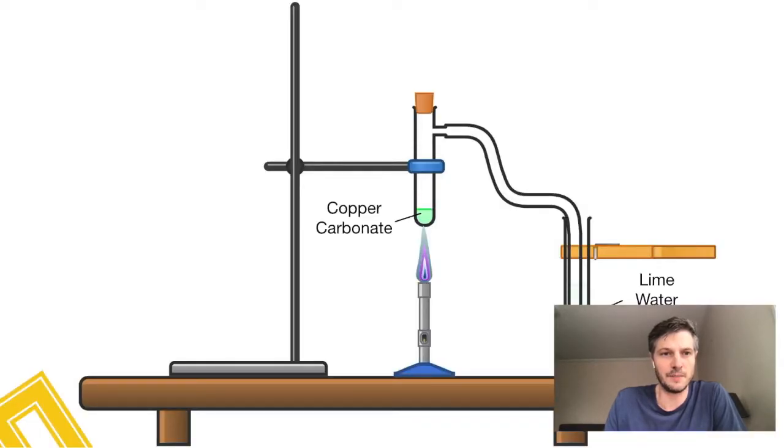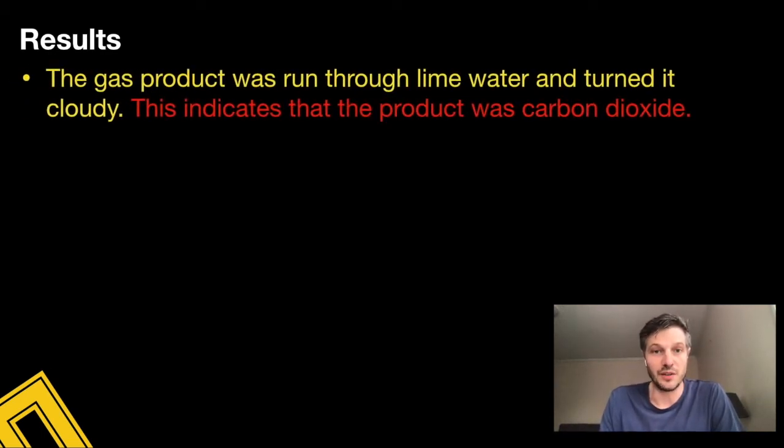So in this little practical, we used a little sidearm test tube, and you can see that the copper carbonate in green is heated, and the gas that is produced will be pushed through that sidearm test tube and through the lime water. If the lime water turned cloudy, then we can confirm that the gas produced is carbon dioxide. So the results of the experiment told us that it was indeed carbon dioxide.